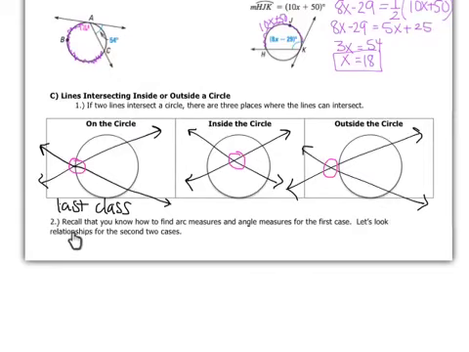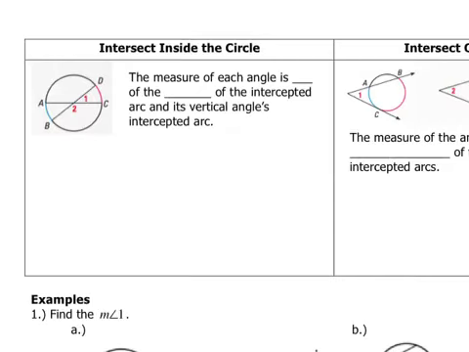Like I mentioned, recall that you know how to find arc measures and angle measures for the first case. That's your inscribed angle, intercepted arc. Now what we're going to do is look at the relationships for the second two, by looking at what happens when your lines intersect inside the circle.